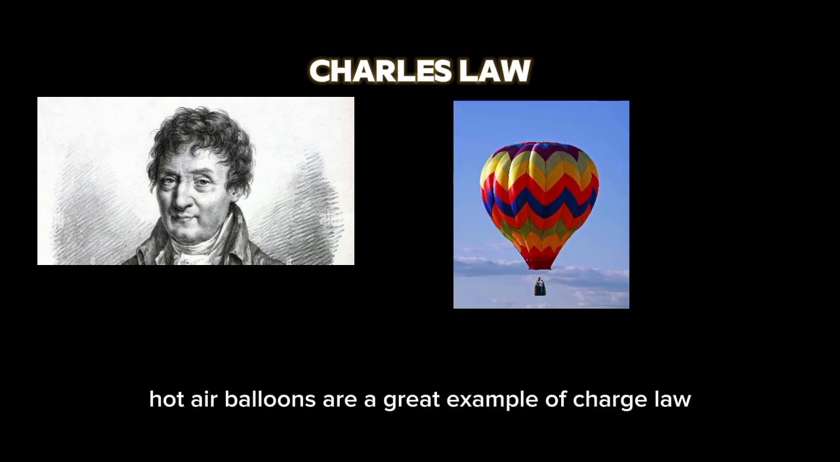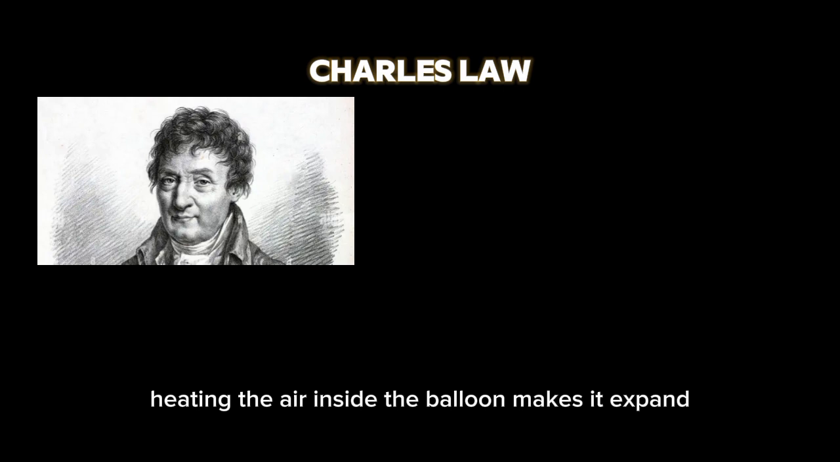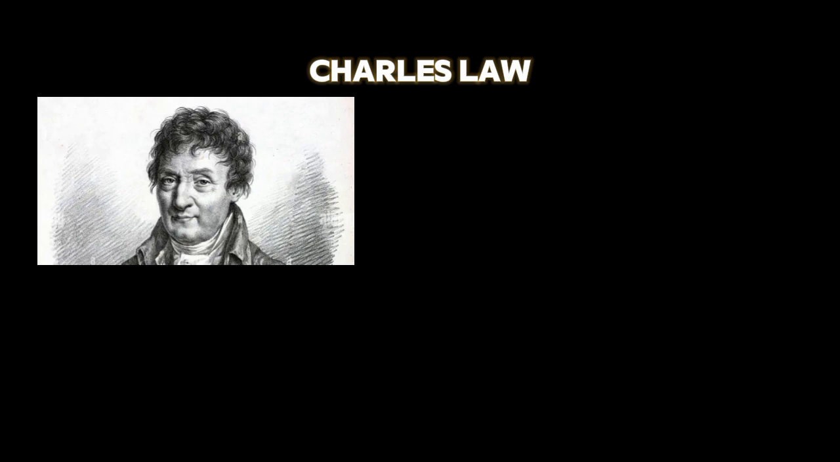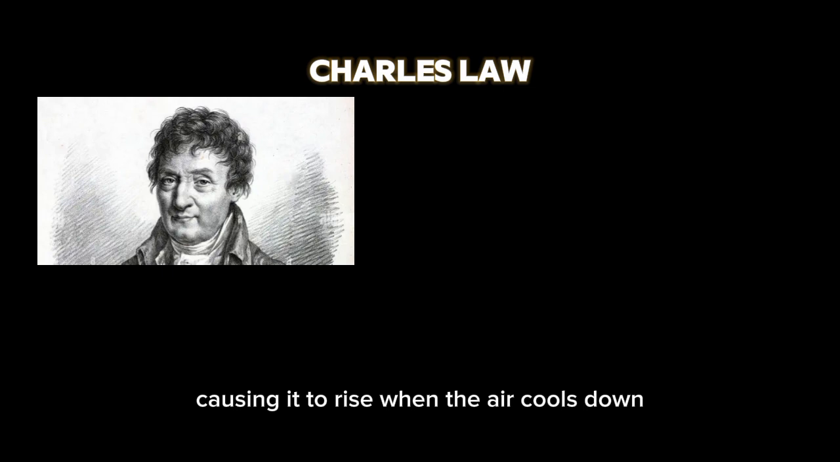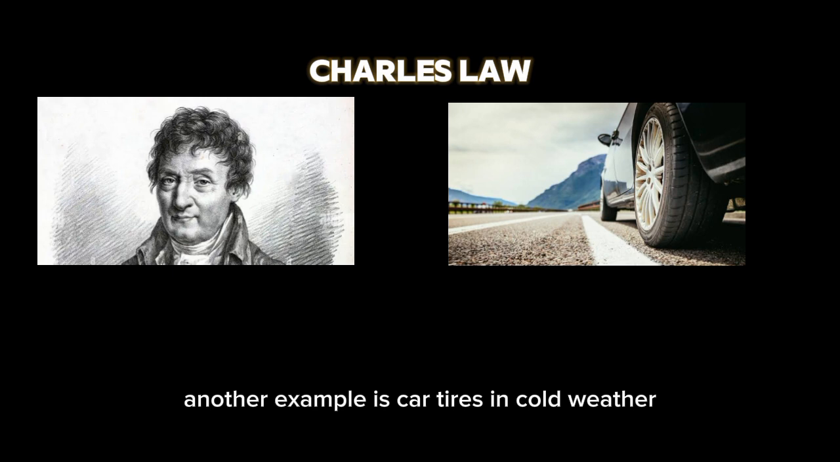Hot air balloons are a great example of Charles' law in action. Heating the air inside the balloon makes it expand, which makes the balloon less dense than the surrounding air, causing it to rise. When the air cools down, the balloon shrinks and descends. Another example is car tires in cold weather. The cold temperature makes the air inside the tires shrink, making them look underinflated. Charles' law explains why this happens.